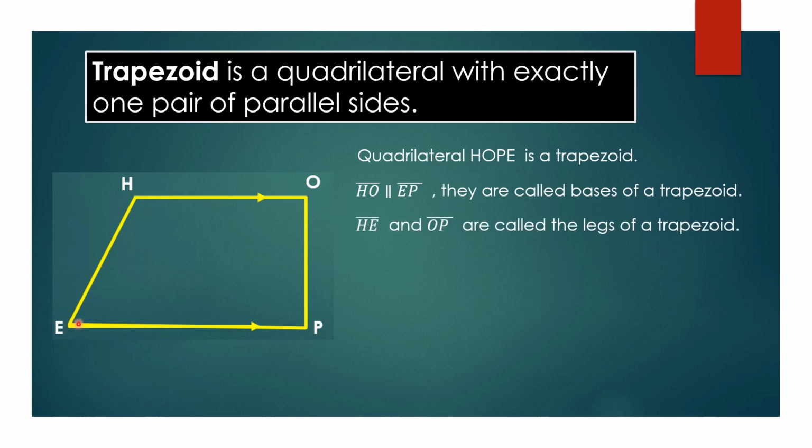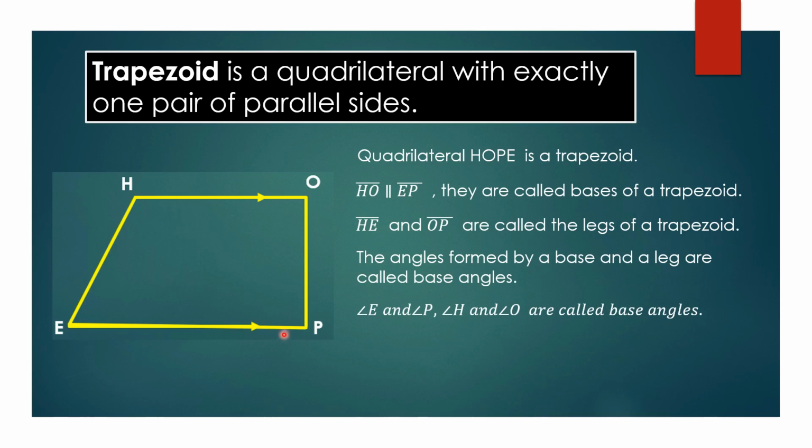Segment HE and segment OP are the non-parallel sides of a trapezoid, and they are called the legs of a trapezoid. The angles formed by a base and a leg are called the base angles. Angle E and angle P, angle H and angle O are called base angles. The sum of the angles of a trapezoid is 360 degrees.